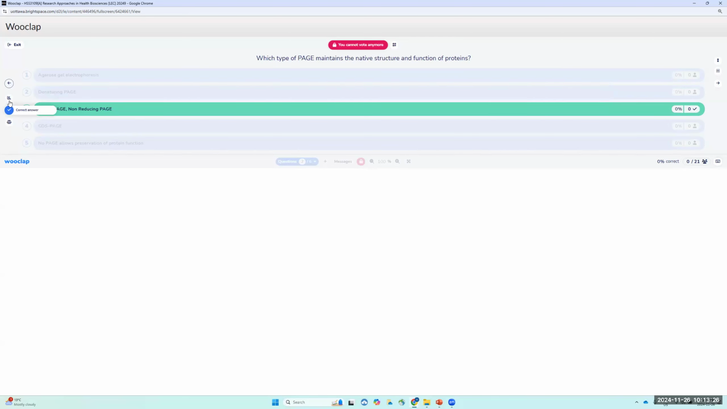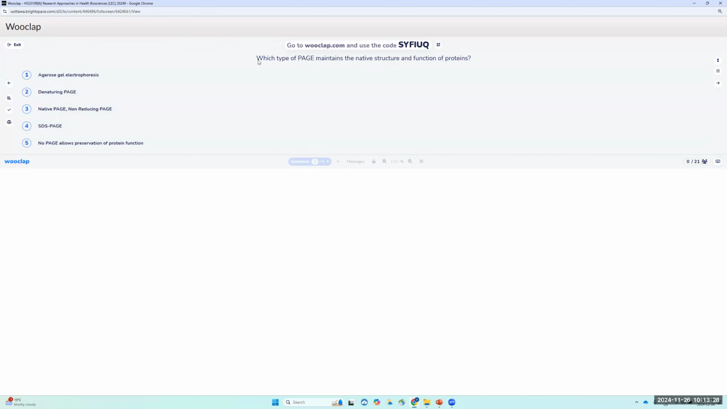Next. Let's see. Which type of PAGE maintains the native structure and function of protein? Native structure and function of protein. Be careful, there are two components. When you say native structure and function of the protein, it means that the protein is still able to perform certain functions.